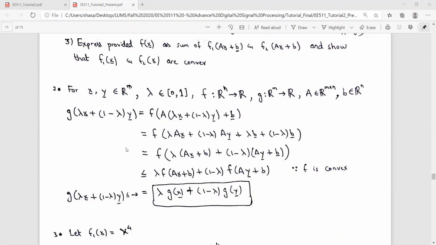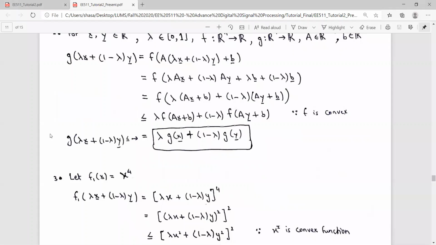And so through this we have really proved that g of lambda x plus 1 minus lambda y is less than or equal to lambda g of x plus 1 minus lambda g of y. And through this we have shown that if f is convex and g of x is equal to f of ax plus b, then g is also convex. Now what remains is showing that the two functions x power 4 and e power x are convex functions.